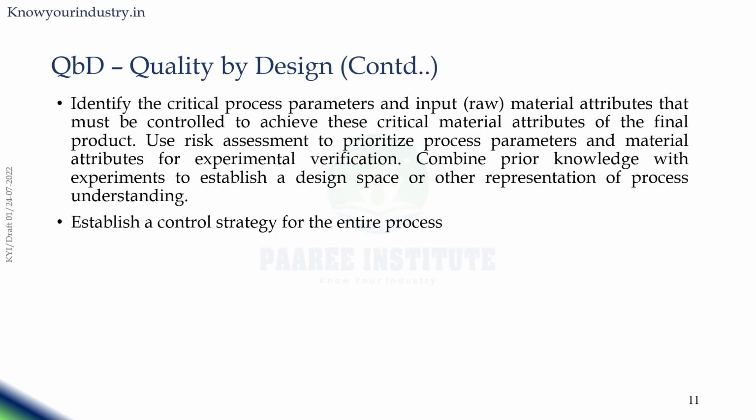During the manufacturing process, identify the critical process parameters and the input material attributes that must be controlled to achieve these critical material attributes of the final product. Use risk assessment to prioritize process parameters and material attributes for experimental verification. Combine prior knowledge with experiments to establish a design space or other representation of process understanding. Then establish a control strategy for the entire process. So these are also important elements of the quality by design approach.